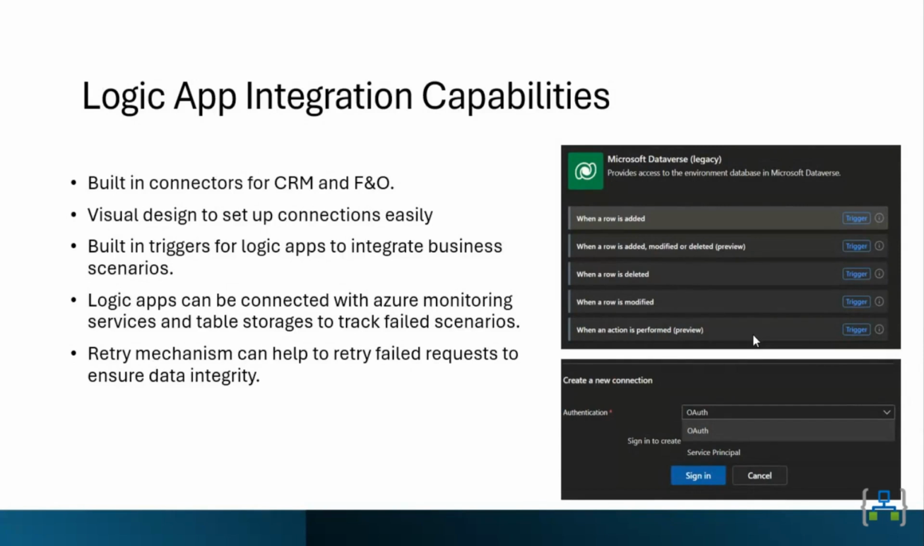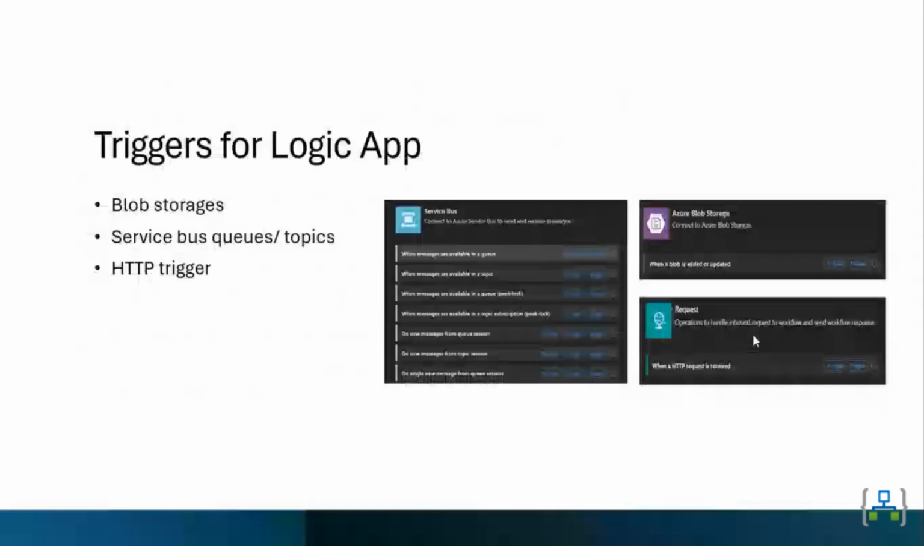So that retry mechanism will help you to not have a resource allocated on checking the particular records you need to retry and feed them in. The scenario we are focusing on is the integration between CRM and FNO.